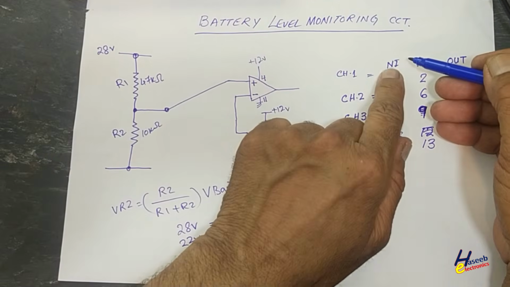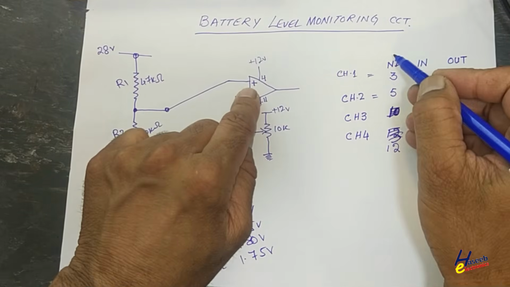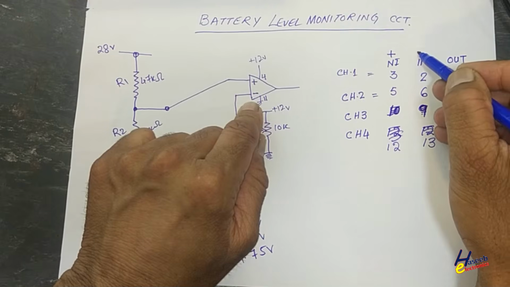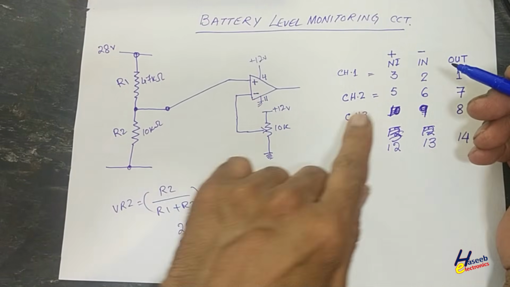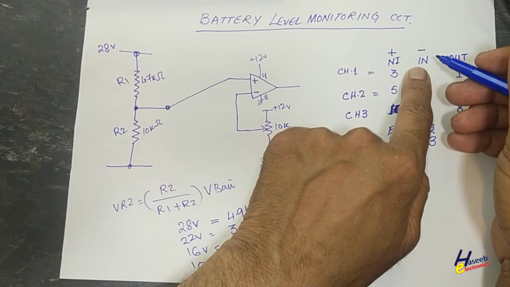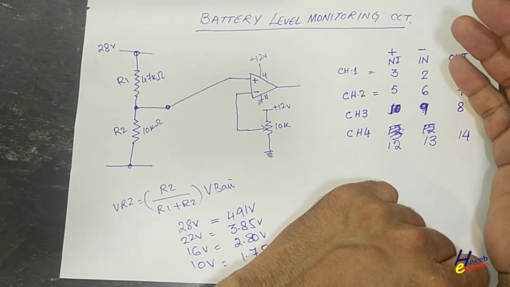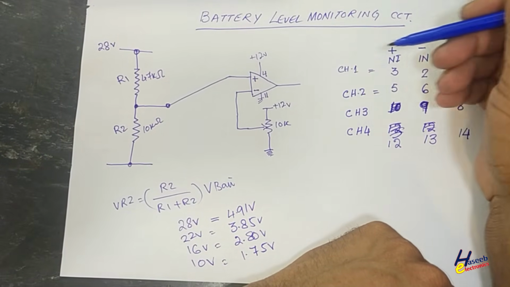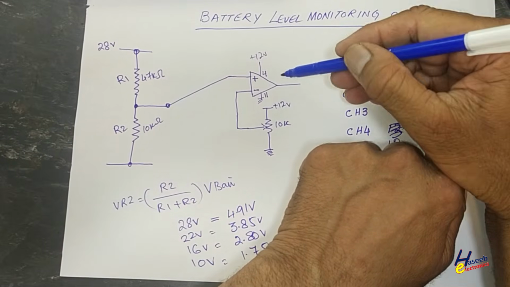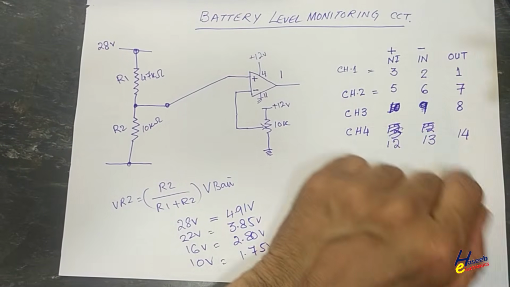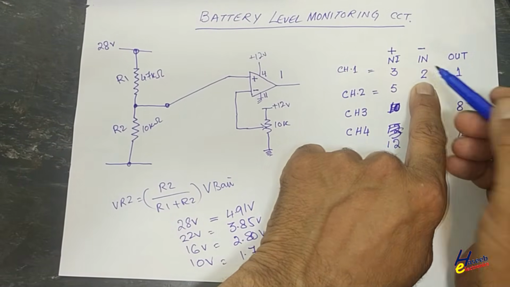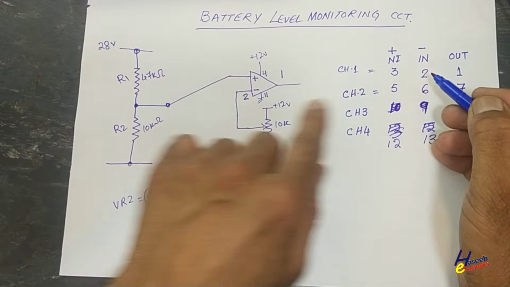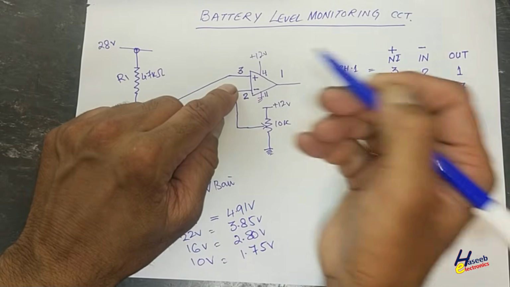Sometimes we see NI, non-inverting, we will see positive sign here. Inverting input, negative sign. That is not power supply, that is identification for inverting or non-inverting inputs. Let's suppose I want to monitor first channel. In that case, pin 1 is output. Pin 2, inverting, that means this is pin 2. Here pin 3.